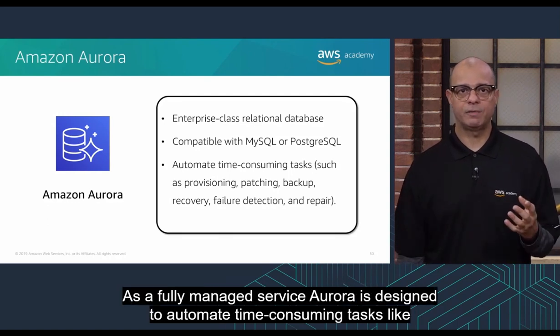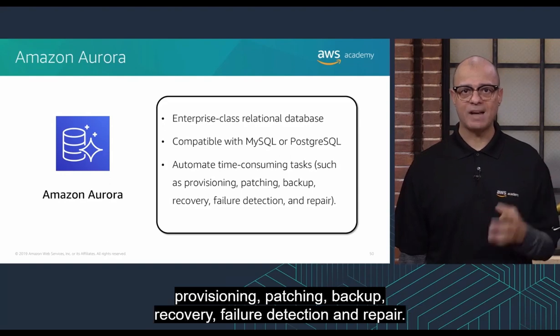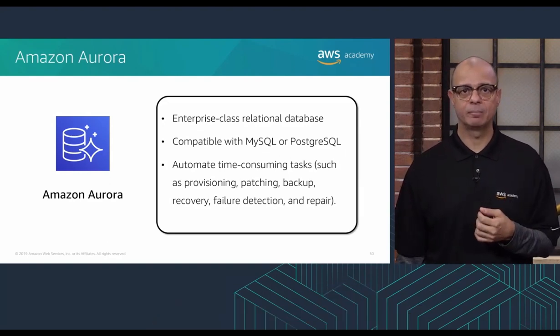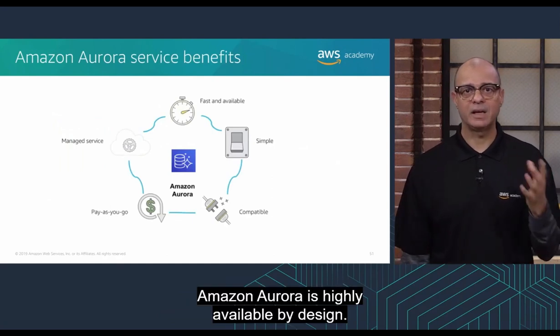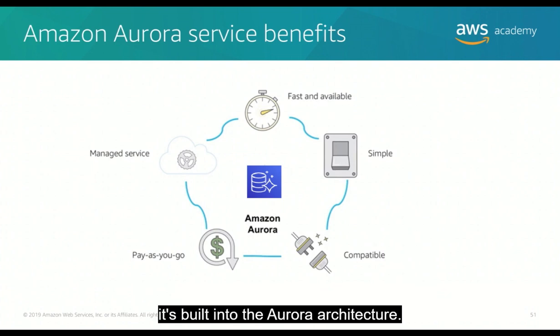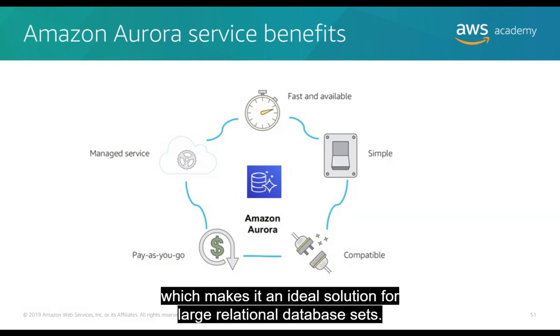As a fully managed service, Aurora is designed to automate time-consuming tasks like provisioning, patching, backup, recovery, failure detection, and repair. Amazon Aurora is highly available by design. You don't have to do anything to configure high availability. It's built into the Aurora architecture. Aurora is built on a fast distributed storage subsystem, which makes it an ideal solution for large relational database sets.